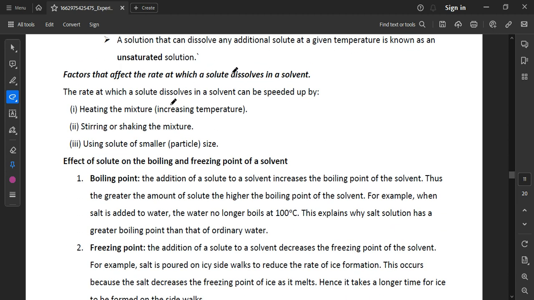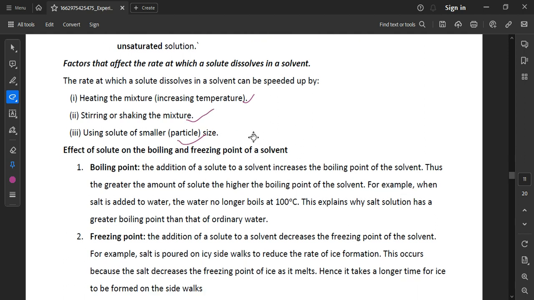Factors that affect the rate at which a solute dissolves in a solvent: temperature, stirring the mixture, and the particle size.